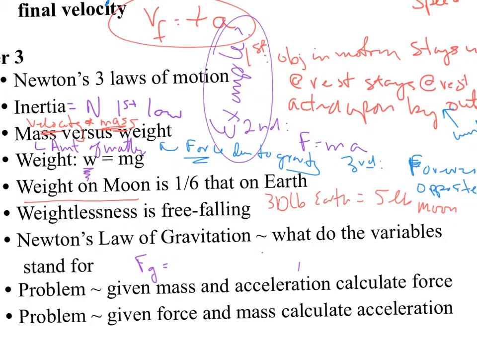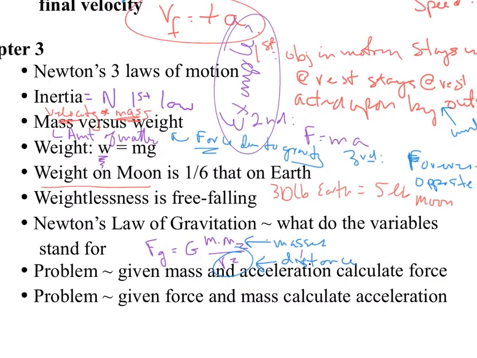The force of gravity is equal to G, that's the gravitational constant, times M1, M2 in the numerator divided by R squared, where the M's are the masses and the R here is the distance between them. I know it sounds like radius, but it's really distance. Distance that separates the centers of their masses. R for distance.